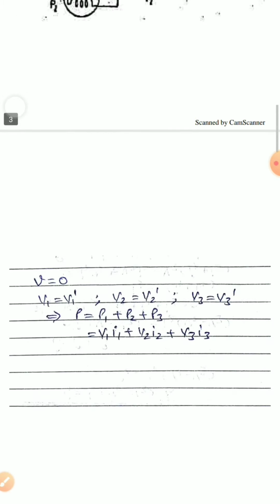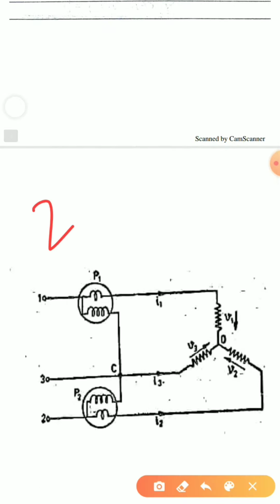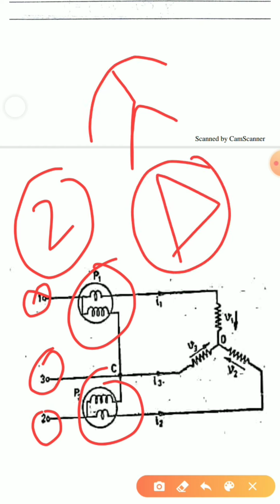Here we can see that the 3 wattmeters will measure the total power across the load. That is, for a 3-phase system using three single-phase wattmeters, I can measure the total power. The second method is called the 2 wattmeter method. For the 2 wattmeter method, for a 3-phase system, I will just use 2 wattmeters. In 3-phase we have 2 different types of connections, star connection and delta connection. We will see for both cases how this 2 wattmeter method can be applied.